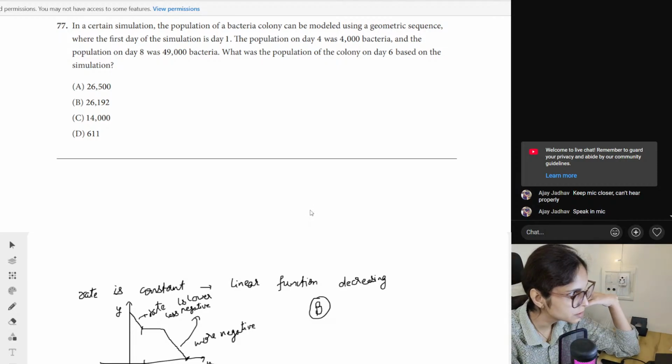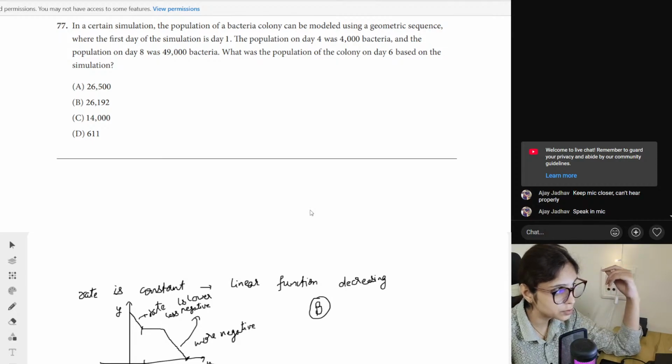The question is, in a certain simulation, the population of a bacteria colony can be modeled using a geometric sequence. Okay, so geometric sequence is like exponential, where the first day of the simulation is day 1. The population on day 4 was 4,000 bacteria, and the population on day 8 was 49,000 bacteria. What was the population of the colony on day 6 based on the simulation?